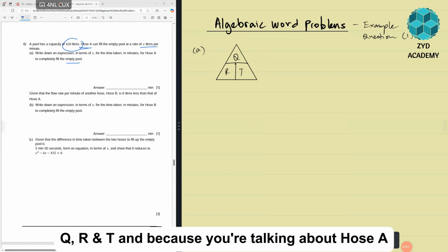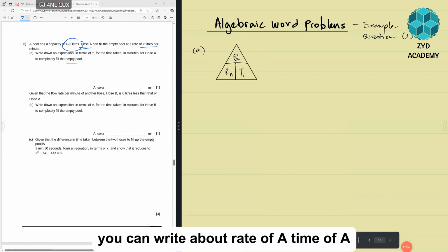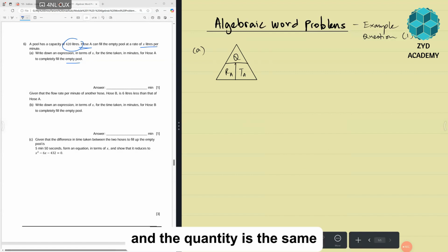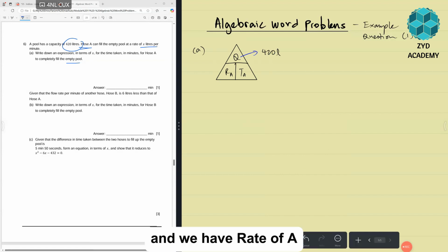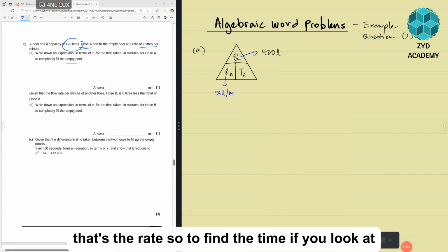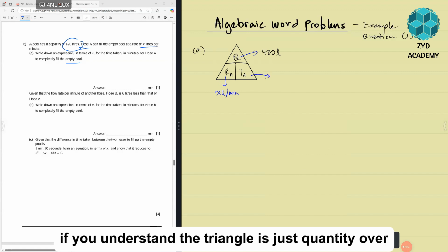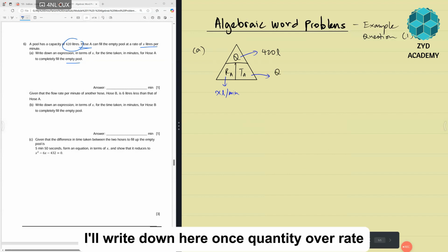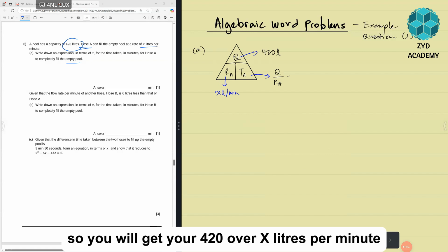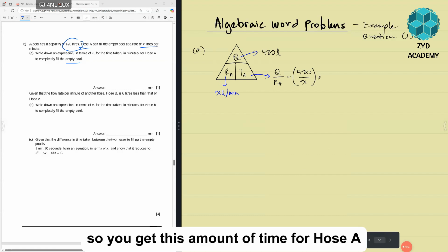And because we're talking about hose A, you can write the rate of A, time of A, and the quantity is the same, which is the pool itself, and it's 420 liters. And we have rate of A, which is X liters per minute. That's the rate. So to find the time, if you understand the triangle, it's just quantity over rate. I'll write it down here once, quantity over rate. So you will get 420 over X liters per minute. So you get this amount of time for hose A.